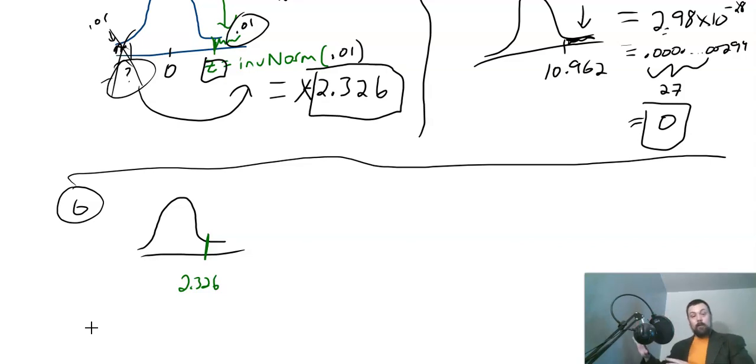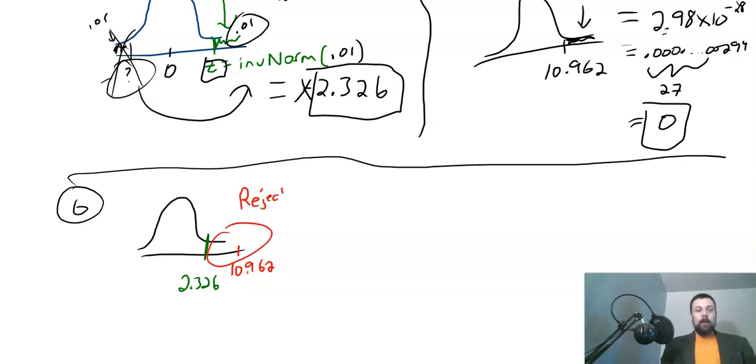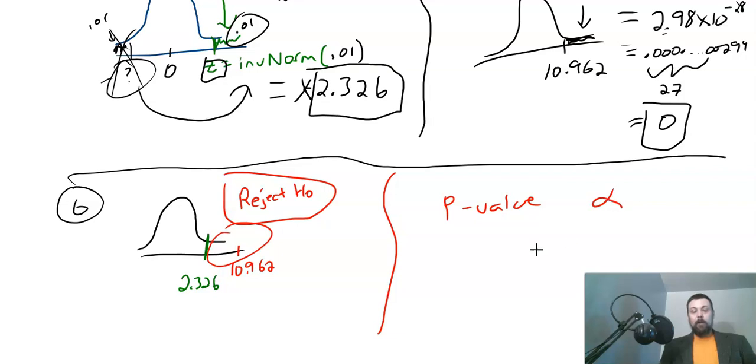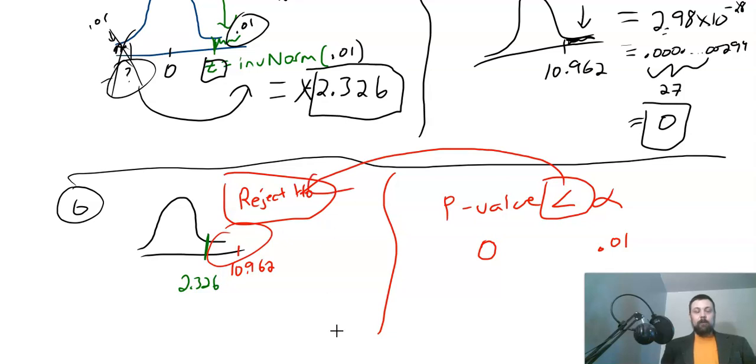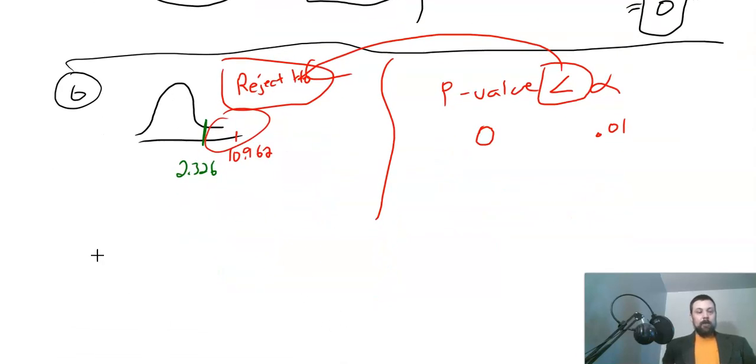So if the test statistic is further to the right than 2.326, it's extreme, and we have to reject the null hypothesis. If the test statistic is anywhere to the left of that, then it's not extreme, it's ordinary, and we will not reject the null hypothesis. But it is very, very far to the right of this, 10.962, sorry. So it's over here, further to the right, more extreme than 2.326, so we will reject the null hypothesis. For the p-value, we compare the p-value to alpha. The p-value is practically 0, and alpha is 0.01, so the p-value is less than alpha. In that case, we reject the null hypothesis. Either way, we're rejecting the null hypothesis.